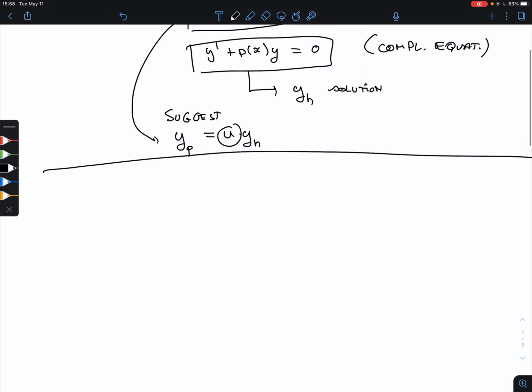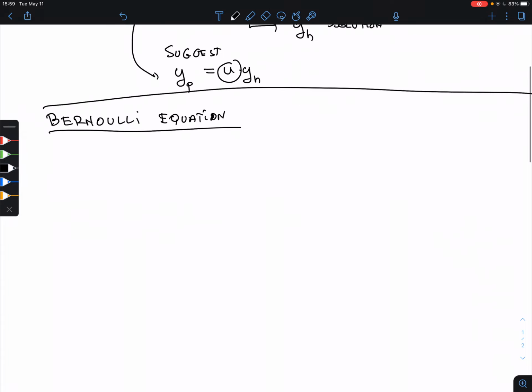And here is the first example that I want to look at. These are called Bernoulli equations. Bernoulli is a French mathematician from the 19th century. And he first studied this type of equations, and here's the equation: y prime plus p(x) y equals f(x) y to the power n.